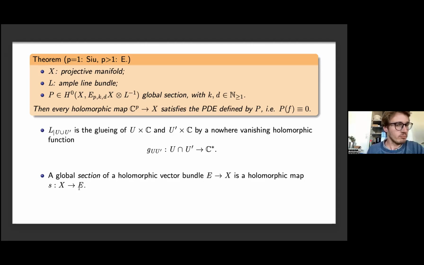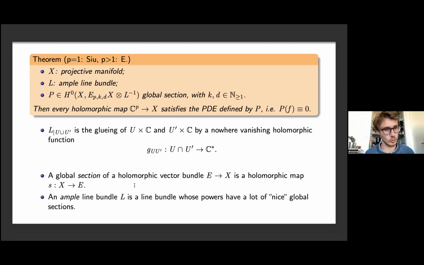And so maybe for people that are more familiar with, say, differential geometry, the existence of a global section for a given holomorphic vector bundle is something non-trivial. We do not have partition of unity, so this is really a strong requirement. And here, the fact that we ask that it takes value in L^-1 is an even stronger requirement.